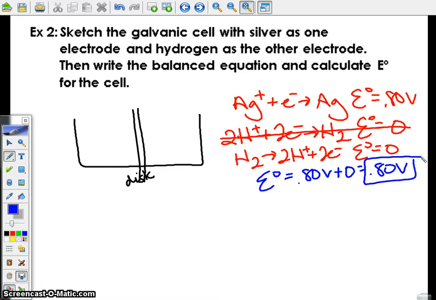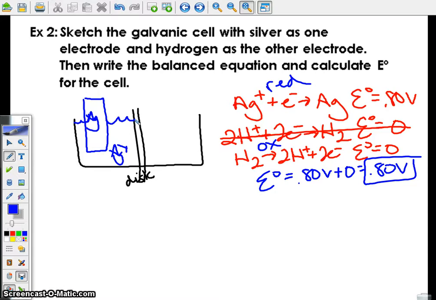Okay? Is the Ag the oxidation or the reduction? It's the reduction. The one we flipped is always the oxidation. And so now I'm going to put them in here. With silver it's pretty easy because I can do a strip of silver with silver ions floating around. But the hydrogen is difficult because can I have a strip of hydrogen? No, you can't have a strip of gas.